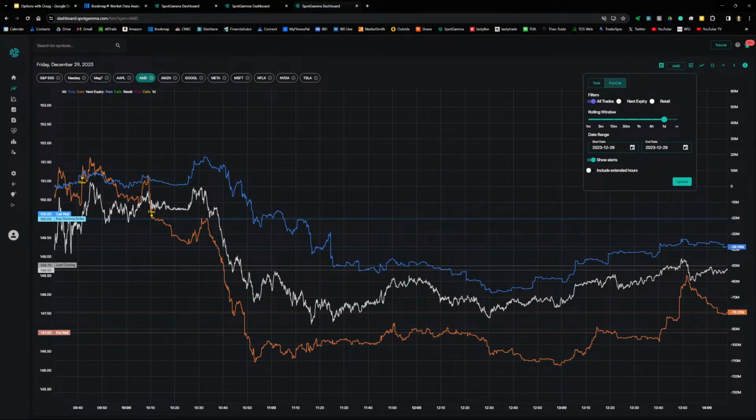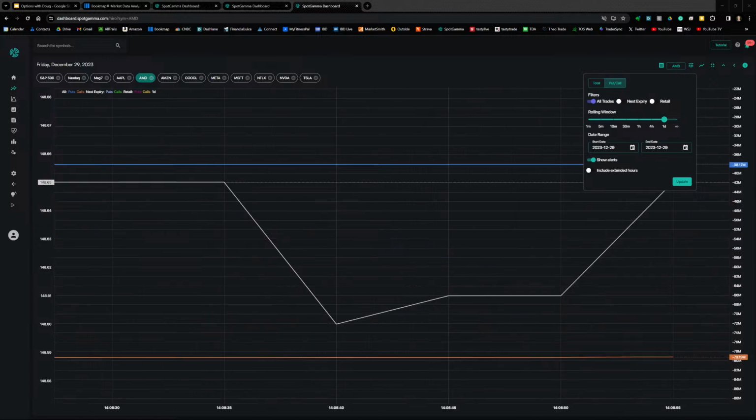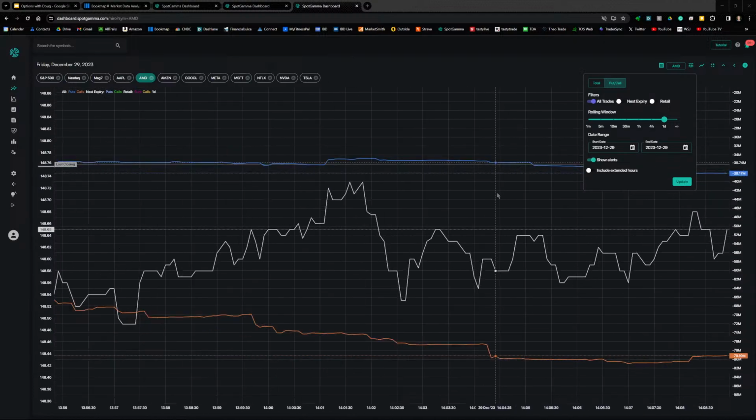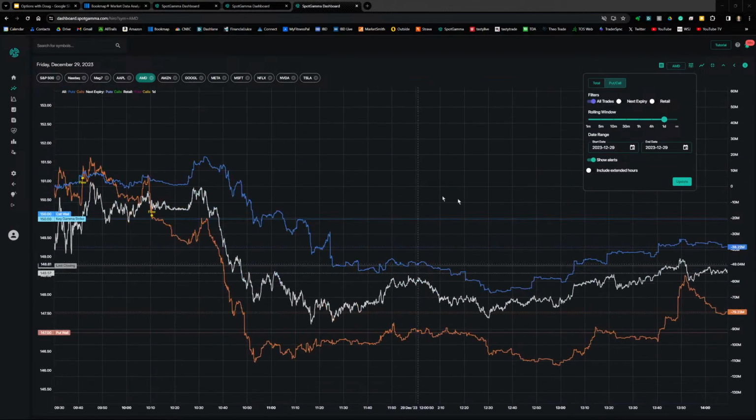Notice right around 10:10, traders started selling calls. Sorry about that, SpotGamma is still working on this issue. Right around 10:10, traders started selling calls. That's shown right here. Timely flow alert.